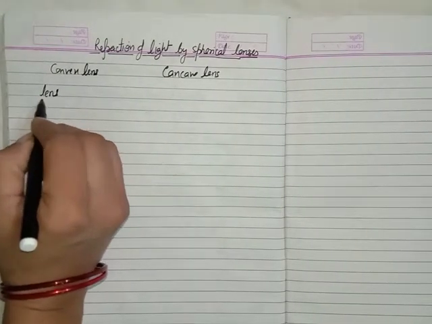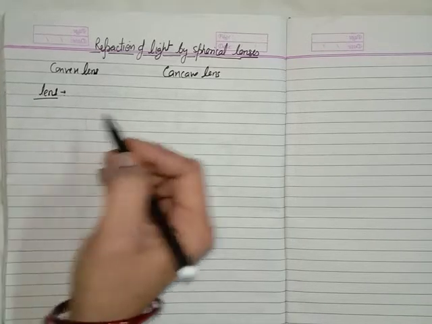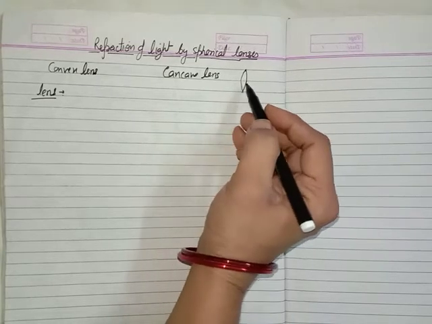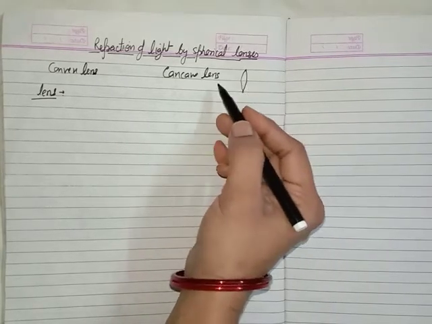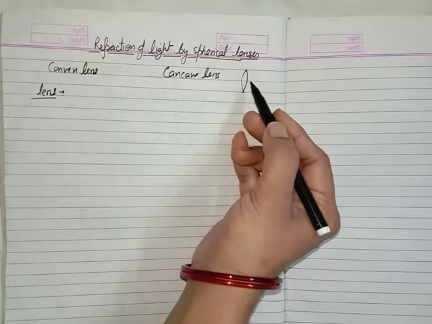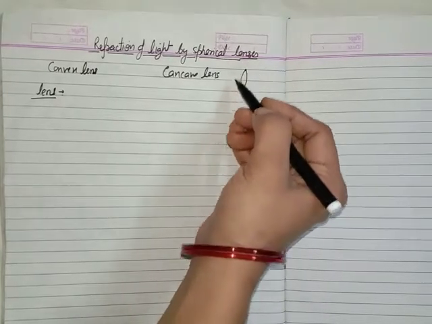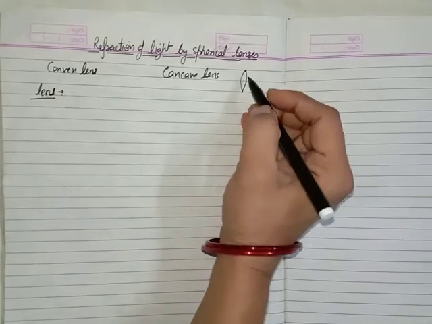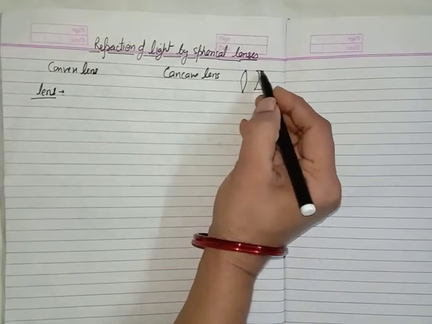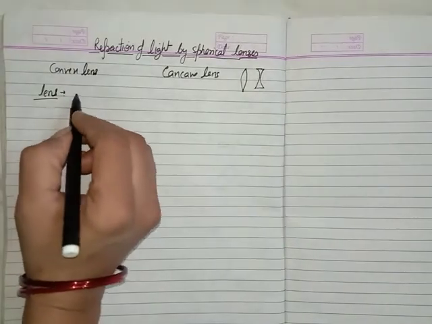What is a lens? Actually, a lens is a piece of transparent glass. A lens is made of glass, and glass is a denser medium as compared to air. So a lens is a piece of transparent glass bounded by two spherical surfaces. These spherical surfaces can be like this or like this. So we can write the definition of a lens.